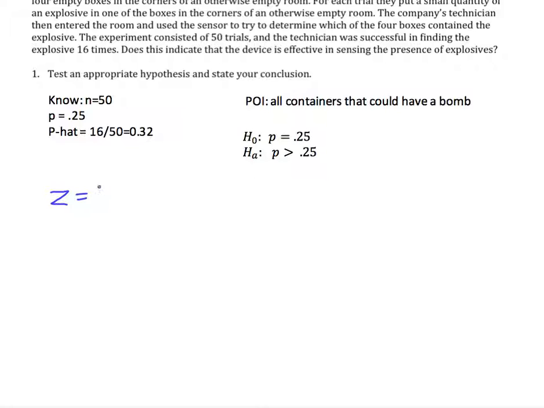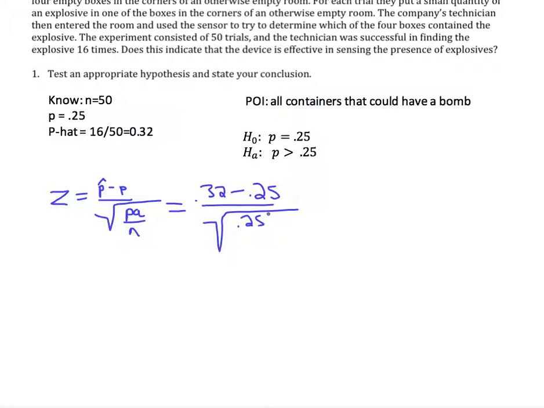Then it's the test statistic: p hat minus p over the standard error. We should have parameters when we do our hypothesis test, so instead of p hat I should have p and q down here. I think everybody was good on that, just reminding you. So we're going to have 32% minus 25% over the square root of 25% times 75%, all divided by the 50 that was our sample size. Okay, so put that in your calculator, get your results.